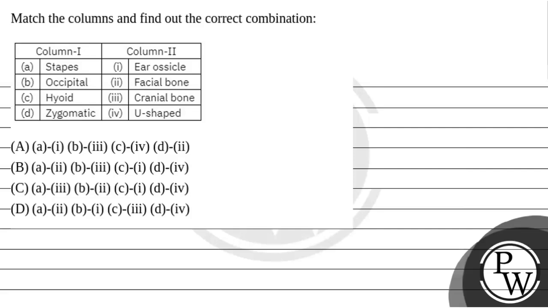Hello bachon, so let's read the question. The question says, match the columns and find out the correct combination. First column में दिया हुआ है stapes, occipital, hyoid and zygomatic. Second column में दिया हुआ है ear ossicle, facial bone, cranial bone and U-shaped.